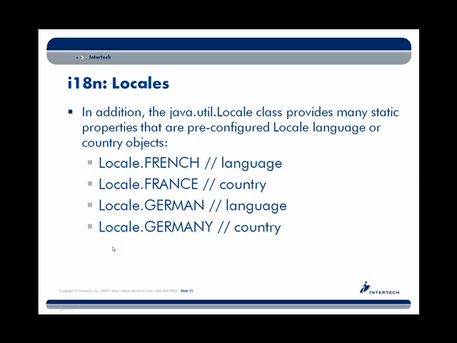In addition to the constructors, there are some static properties that are available in the Java util Locale class, and they're just pre-configured locales that you can use in lieu of creating a locale object yourself. A couple of examples: they have both language and country, like French and France, German and Germany.